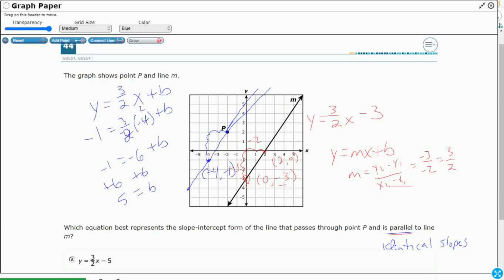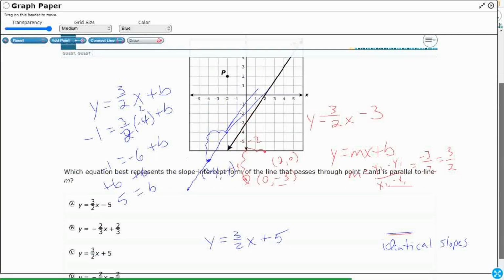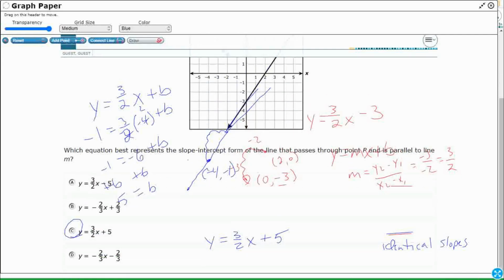Put that together, and you're going to get y equals 3/2 x. Remember, identical slopes if it's parallel, but it's got a different y-intercept. It's got a plus 5. And so we look down here, that's C, and that is our answer.